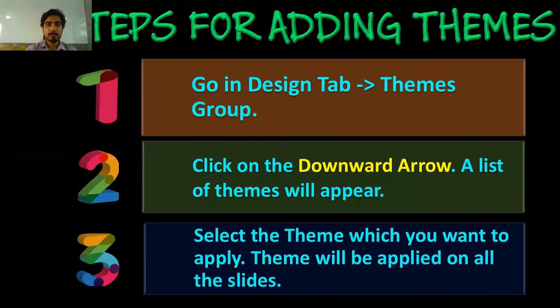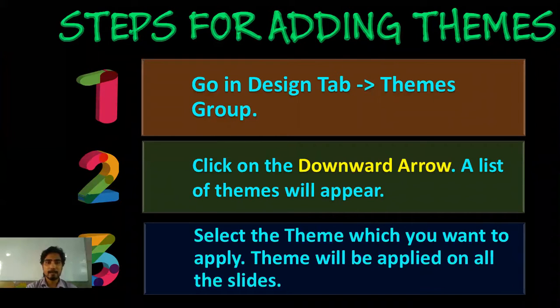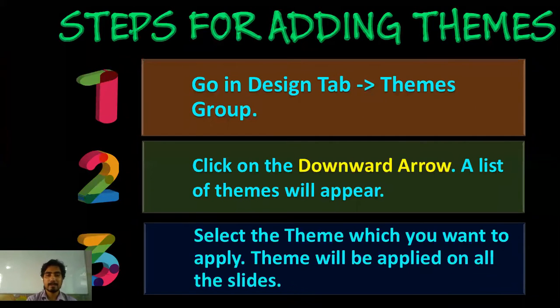The first step you need to follow to apply a theme on a slide is to go to the design tab. Then in the design tab, there will be a themes group. In that themes group, you will get a list of themes. Click on the downward arrow there. The list of themes will appear, select whichever theme you want to apply on the slide and that will be applied. So let's see that on the MS PowerPoint application practically.